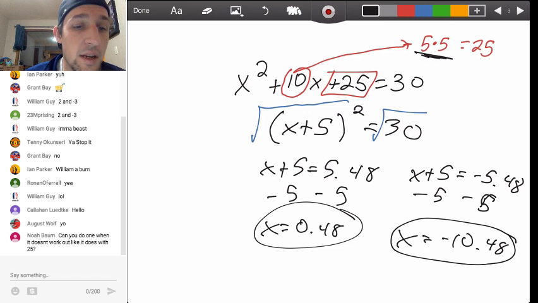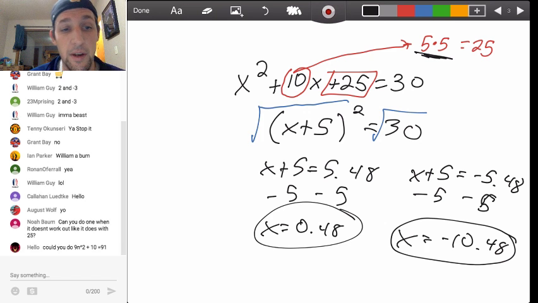So Noah asked, can you do one when it doesn't work out like it does with 25? Yes, absolutely. Folks, we're not taking problem requests necessarily, but as I stated, we are going through the 7 problems that I had up on Google Classroom. So we are going to do one where that third number doesn't work out quite the way it's supposed to be. If you have questions on a very specific problem, you'll probably need to get in before school to see me tomorrow.